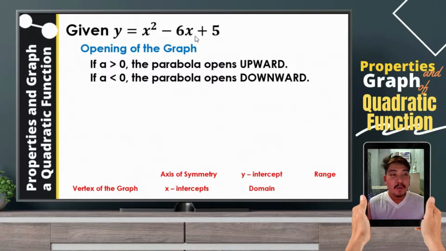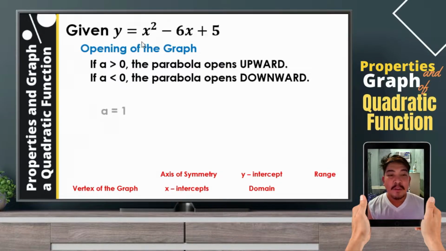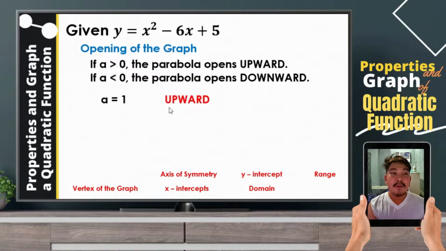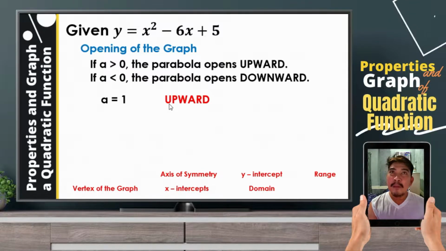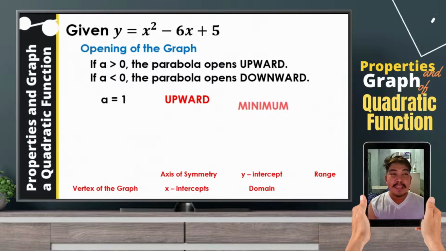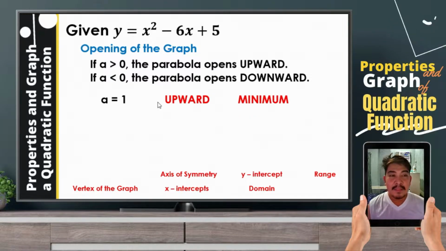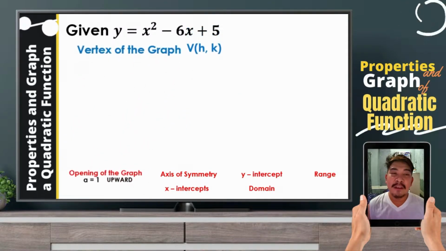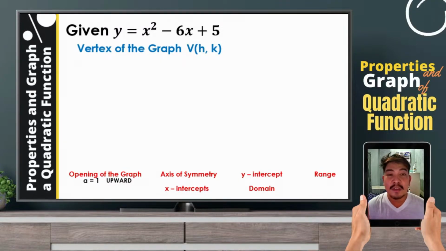Given this quadratic function, the value of a here is positive 1. Therefore, we can say that the parabola will open upward. And then, since it opens upward, it will have the minimum value. After getting the opening of the graph, let us now consider the vertex of the graph.